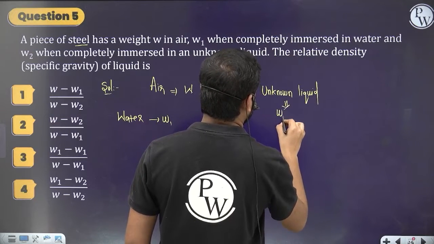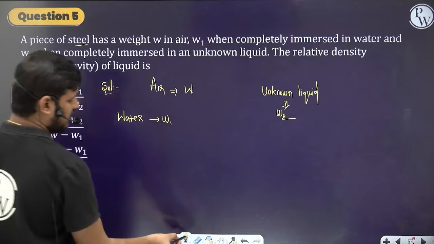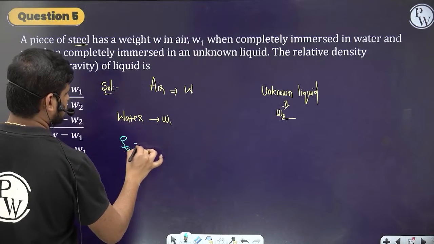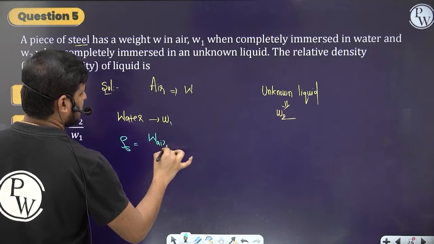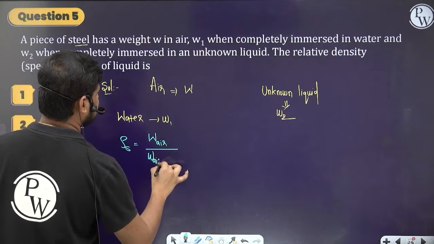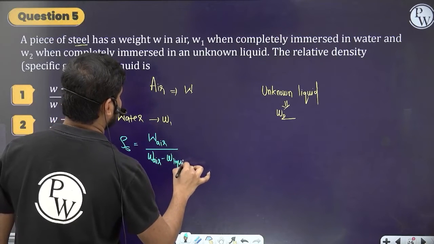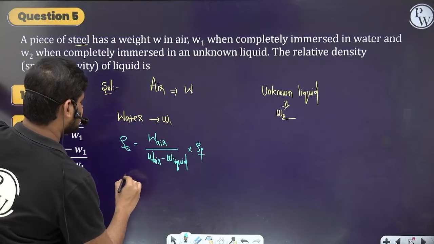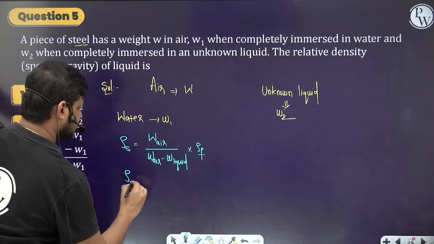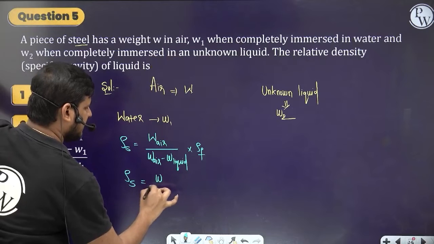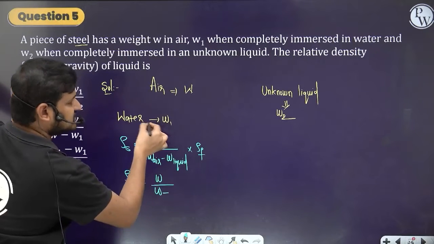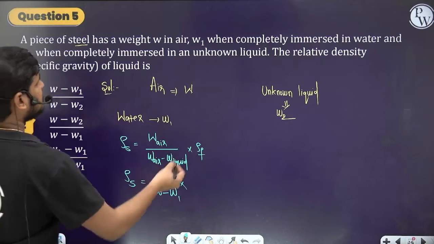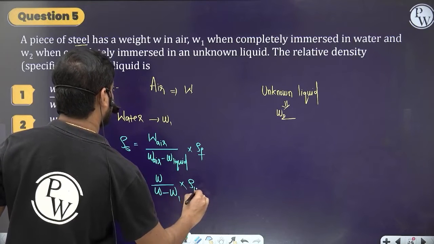Fine. I'll do one thing. I know the formula for the density of the solid. The density is equal to the weight in air divided by the weight in air minus the weight in liquid, times the density of the liquid. So the density of the solid, the steel piece, is equal to W, its weight in air, divided by W minus its weight in water, W1, times the density of water.